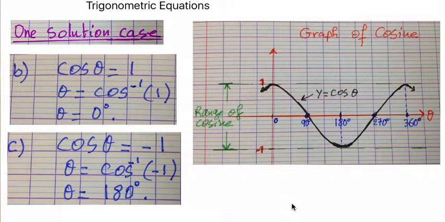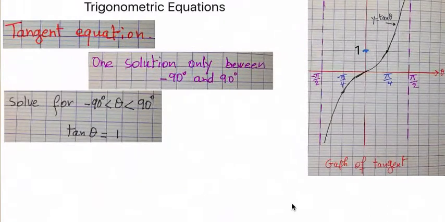Okay, one more example. It's about the tangent equation. A tangent equation always has one solution between minus 90 and 90, which is actually the length that is 180 degrees. Here's the graph of tangent theta. As you can see, for any value of y, we get only one point on the graph that has that value as a tangent.